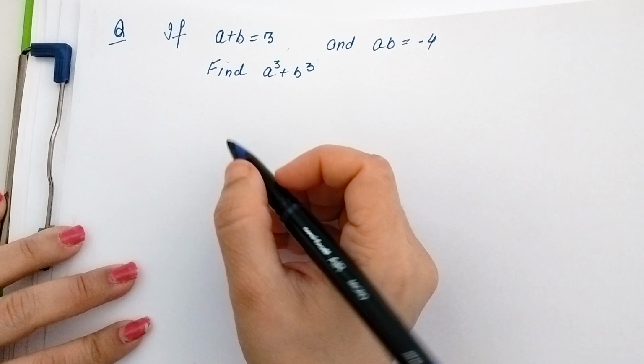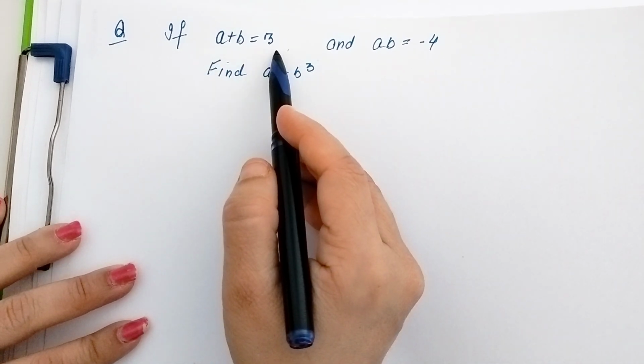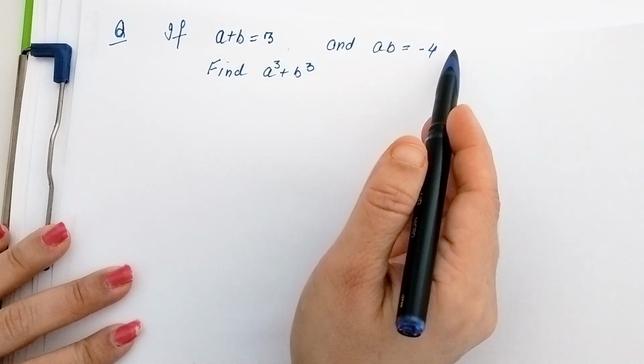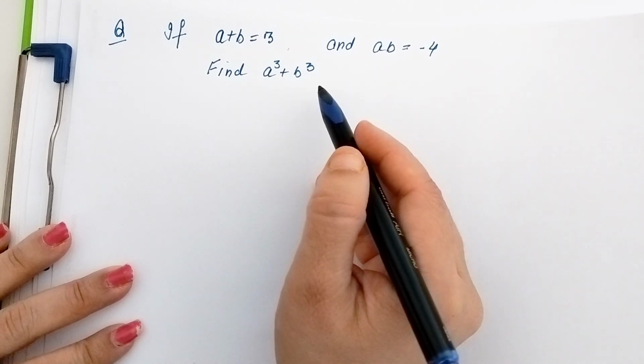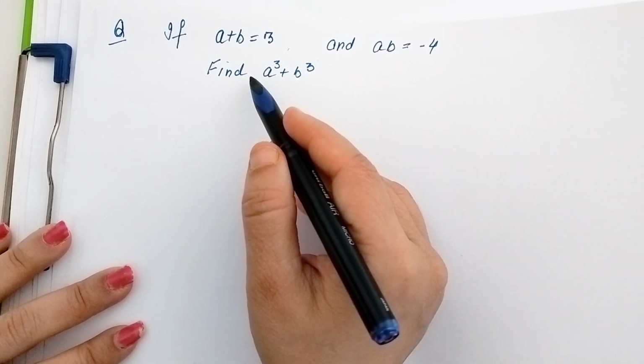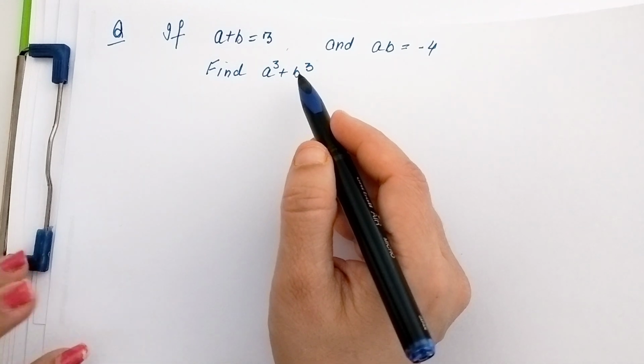So here we have a question. A plus B is equal to 3 and AB is equal to minus 4. We need to find the value of A cube plus B cube. You know what? This question can be solved by two methods.